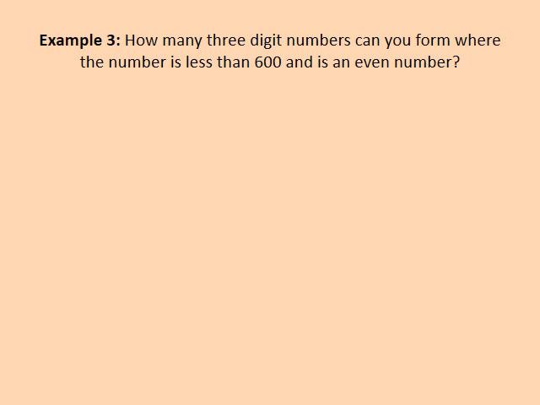Example 3. How many 3-digit numbers can you form where the number is less than 600 and is an even number? So let's think about this. We have a 3-digit number, so we're going to have a slot for each digit. This is the first digit. This is the second digit. This is the third digit.